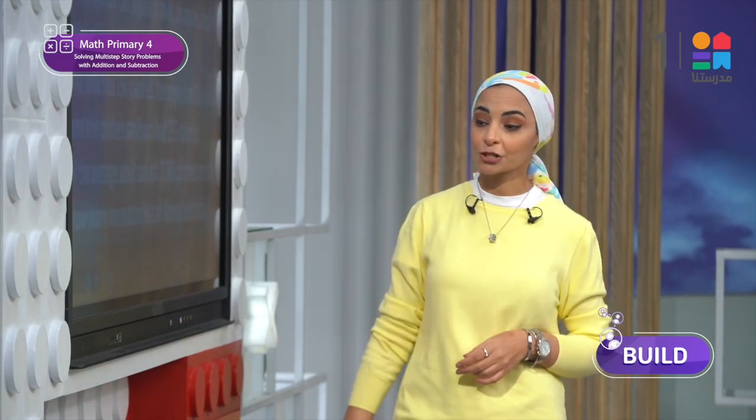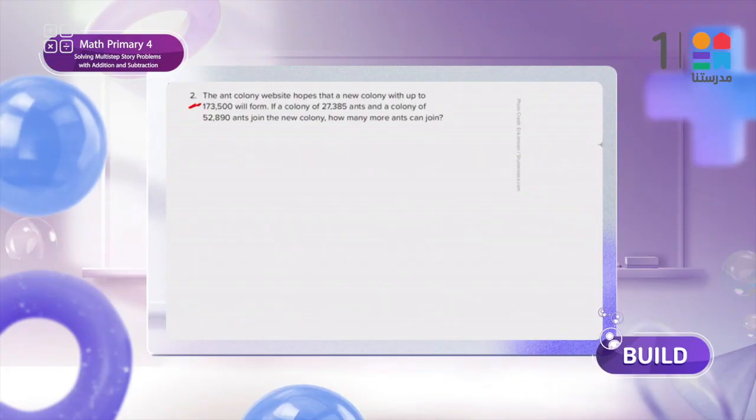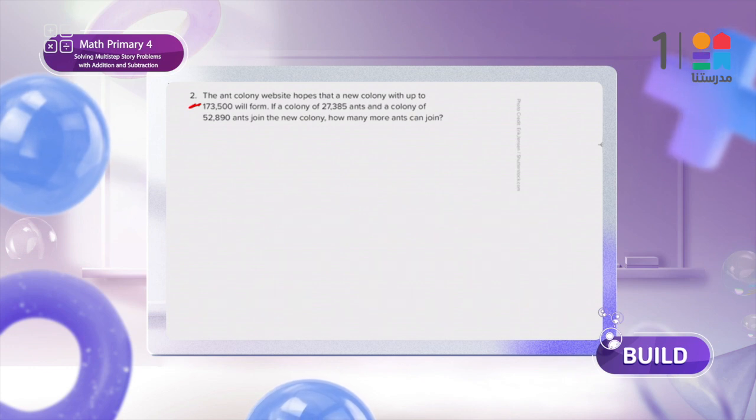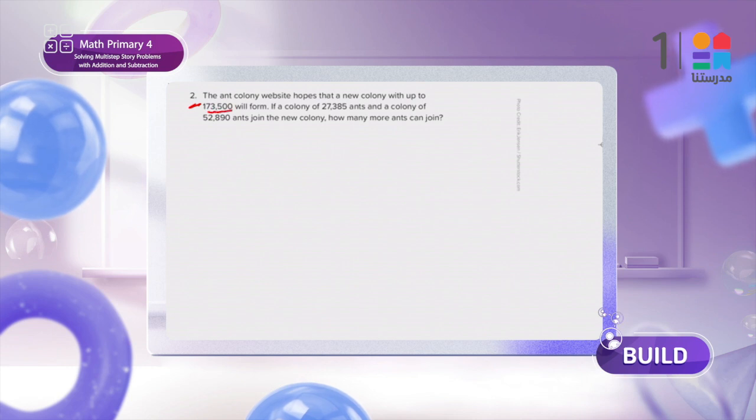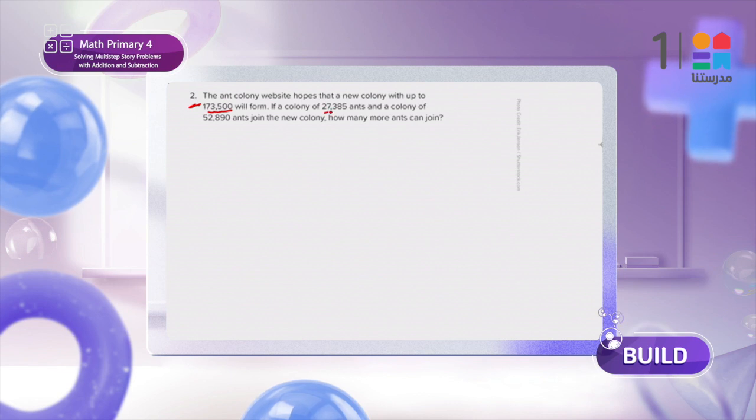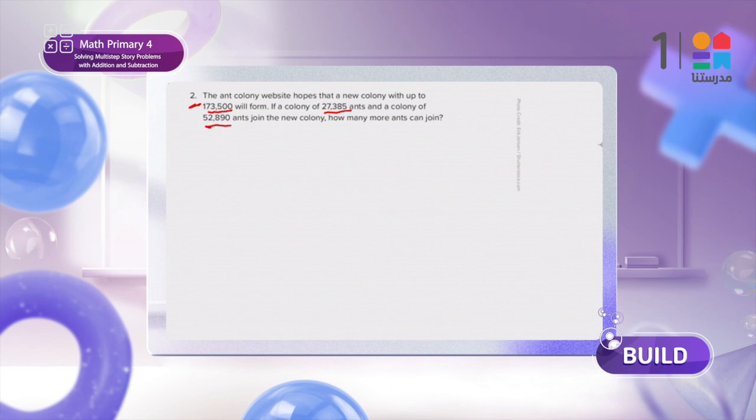Now, let's check your answers to problem 2. Here is problem number 2, as you see here. What is known exactly? It is the number of ants the website hopes to reach. Okay, here the ant colony website hopes that a new colony with up to 173,500 will form. If a colony of 27,385 ants and a colony of 52,890 ants join the new colony, how many more ants can join?